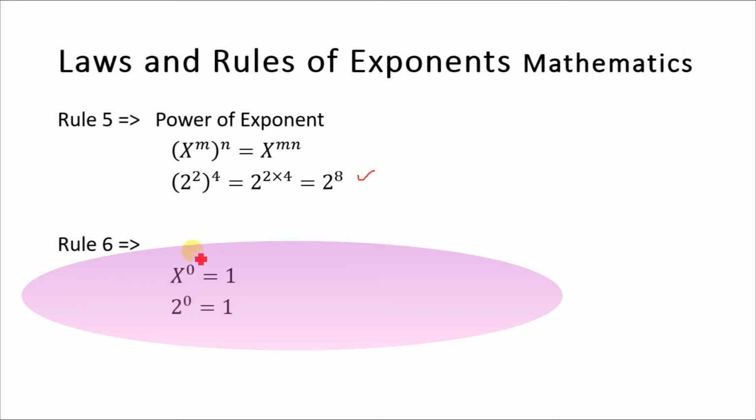Rule number 6 is, if the power of any exponent is equal to 0, then that will be equal to 1. For example, if we have 2 power 0, then this will be equal to 1. If we have 3 power 0, that will also be equal to 1. So if the power of any exponent is equal to 0, then that term will be equal to 1.